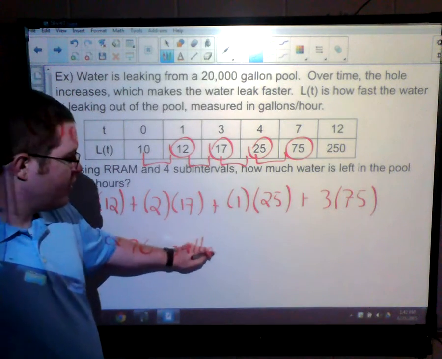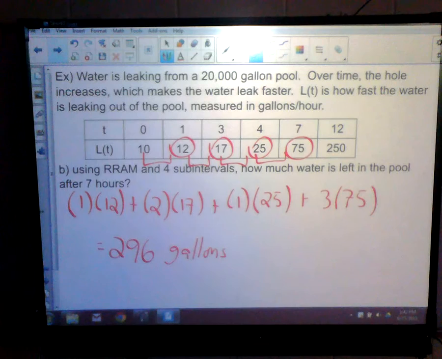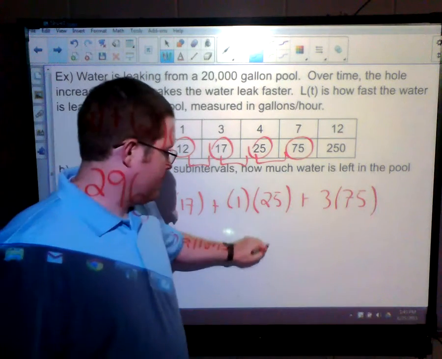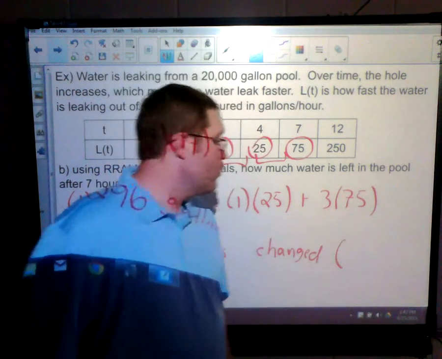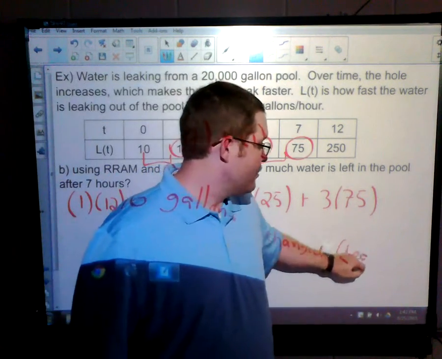Now let's be very careful and understand what that 296 gallons means. This is why these problems are difficult on the AP test. Not because the math is hard. The math is very easy. But what does that mean? That 296 gallons is how much it has changed. In other words, it's how much the water has leaked out.